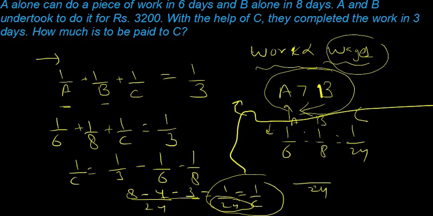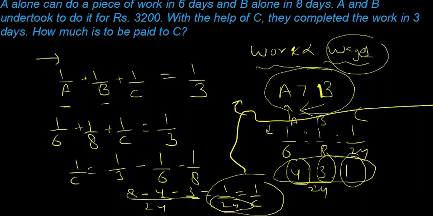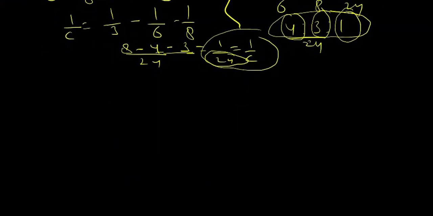We are getting a ratio of efficiency. Okay, so 6 4s are 24, so that is the efficiency part of A, B and C. So A is having 4 times, then B is having 3 times, then C is having only 1 times. Now what we need to do, we need to find out the money which C is going to get.